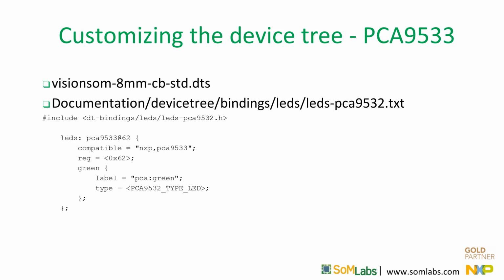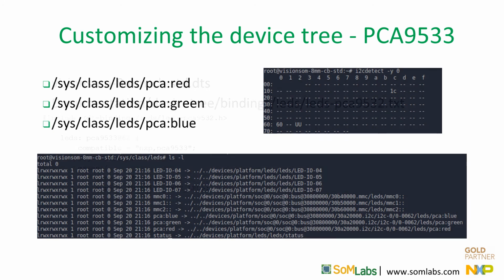After this configuration, we will see 3 new LEDs in the file system in the sys class LEDs directory. They can be controlled by writing values from 0 to 255 to the brightness file. This corresponds to setting the driver PWM output signal duty cycle in the range from 0 to 100%.